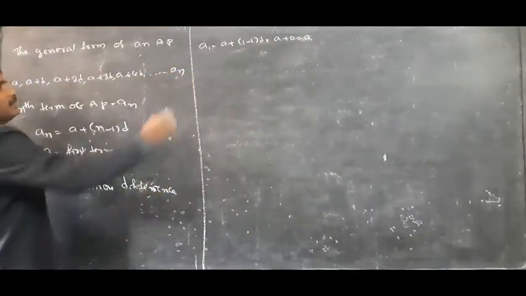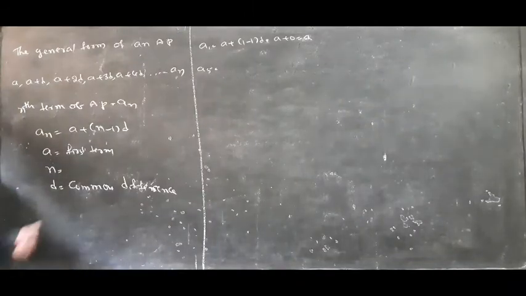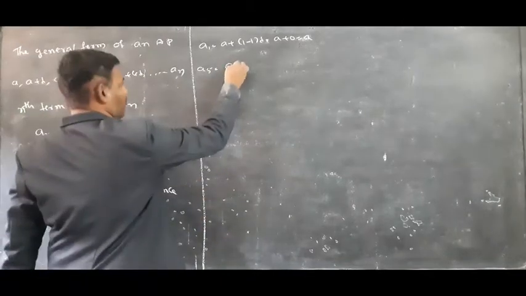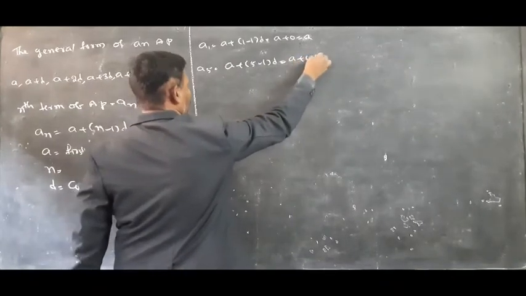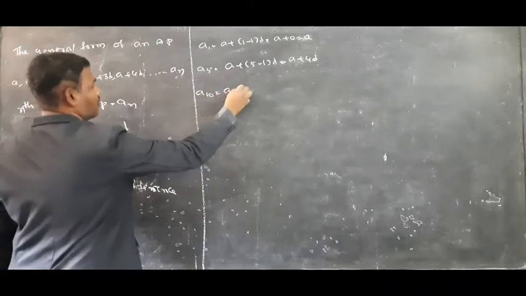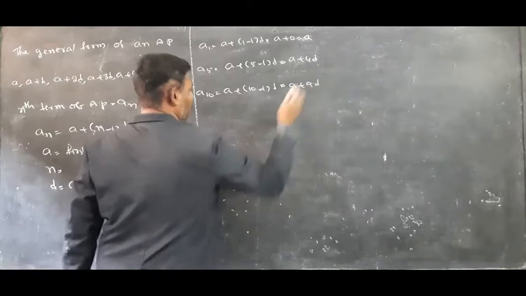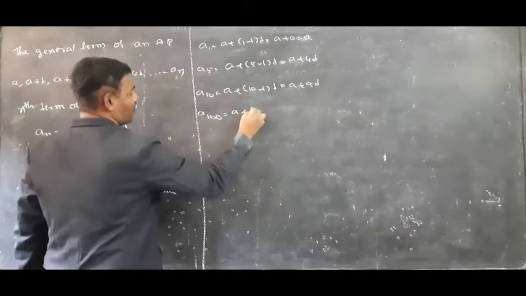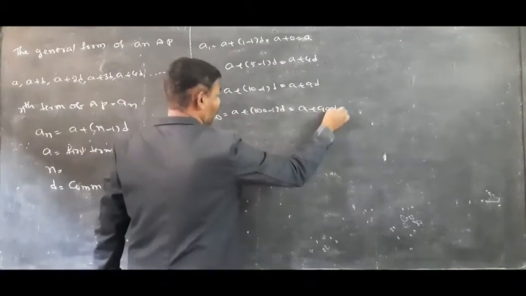I need the fifth term. a5 is equal to, what is the formula to find the nth term? a plus n minus 1 into d. To find the fifth term, a plus 5 minus 1 into d is equal to a plus 4d. To find the 10th term, a10 is equal to a plus 10 minus 1 into d, which is a plus 9d. To find the 100th term, a plus 100 minus 1 into d is equal to a plus 99d.